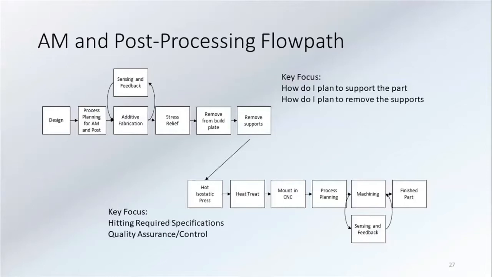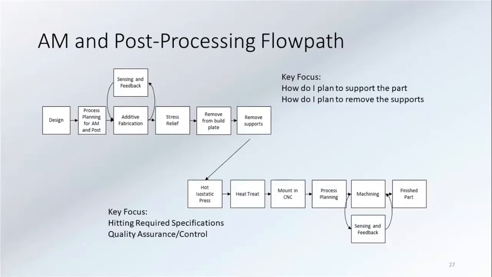That's your post-processing. So the key focus in the first section is how do I plan to support the part so it doesn't fail? And then how do I plan to remove those supports after I've built my part? If I can break away those supports or I can grind them off or some sort of method like that, that's easy. If I already have to put it in a CNC to remove some of those supports, then maybe I want to design my part slightly differently so that I can CNC it.